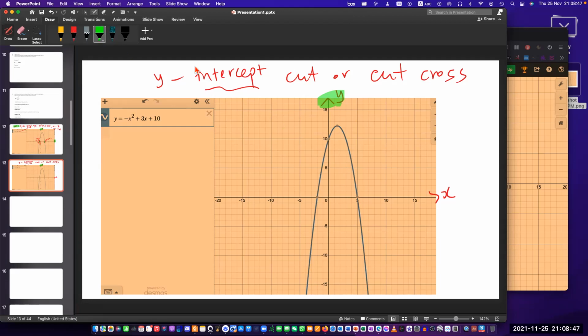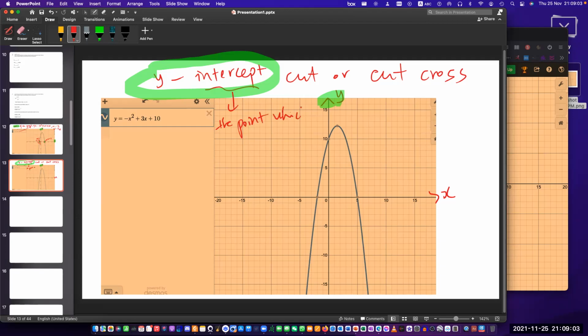Now they ask you for the y-intercept. When they ask you for the y-intercept, what they are asking you is to look at the point where it cuts the y-axis. So the meaning of y-intercept is the point which cuts the y-axis. If you look at this whole graph, the point that cuts the y-axis is this point, can you see? Which is y equals 10.